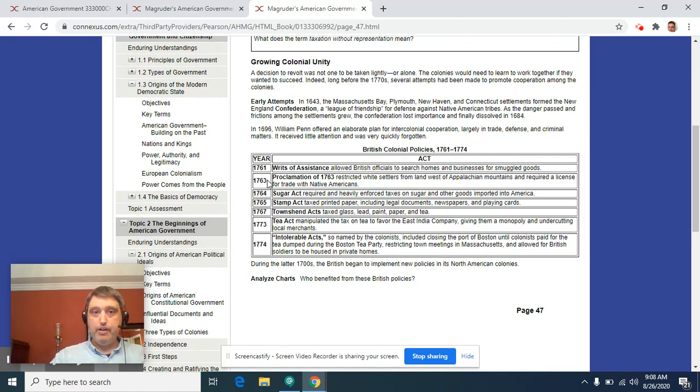In 1763, Britain issued something called the Proclamation of 1763, which restricted settlers from moving west of the Appalachian Mountains and required a license to do business with Native Americans. The Sugar Act required really heavy taxes on sugar and all other goods. There's a Stamp Act, which put taxes on certain types of paper. The Townshend Act would put taxes on glass and lead and paint. The Tea Act, which you've probably heard of, manipulated the price of tea so that colonists ended up having to buy their tea only from the company that England said they should.